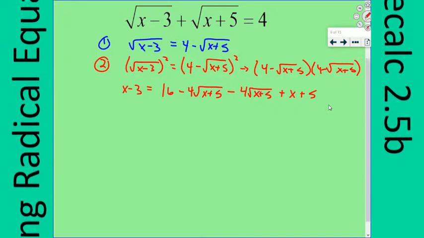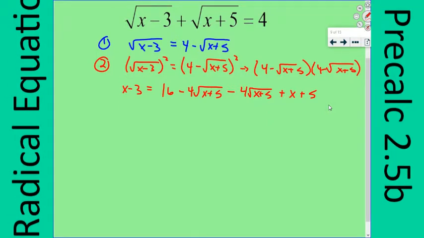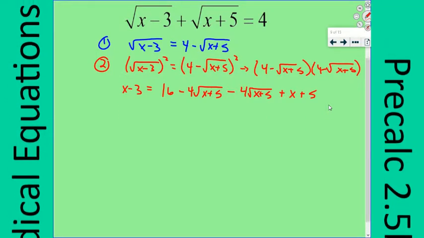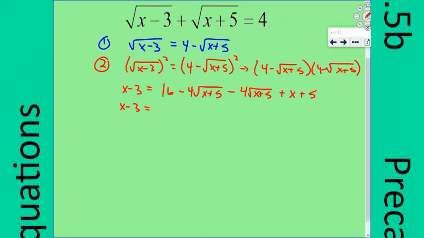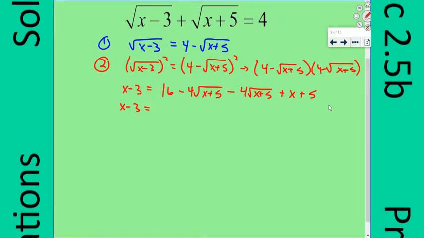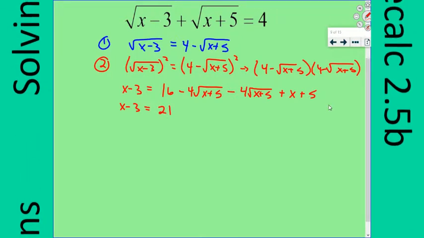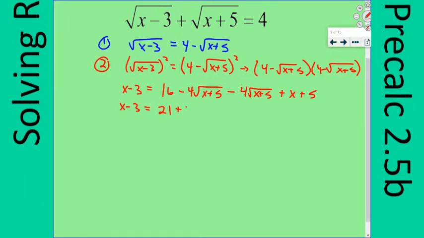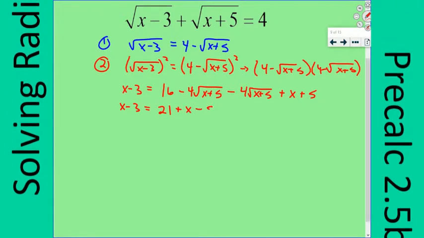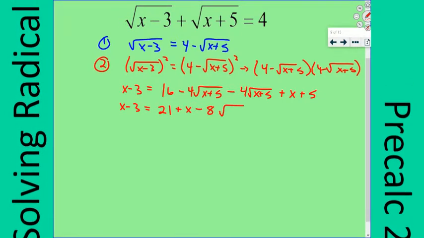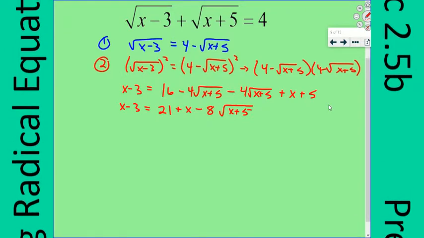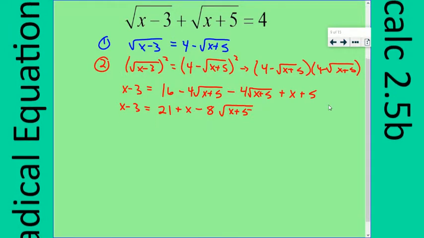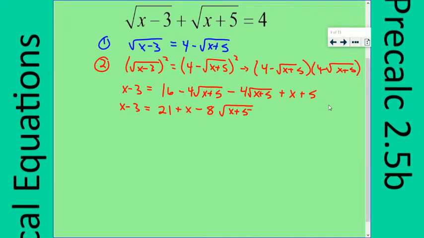Because it's the square root of the thing squared. Negative times a negative is going to be a positive. All right. So then from here, let's clean up a little bit. We get x minus 3 equals, let's see, 16 plus 5 is 21, plus x minus 8 square roots of x plus 5. Okay? So, that's where we're at so far.